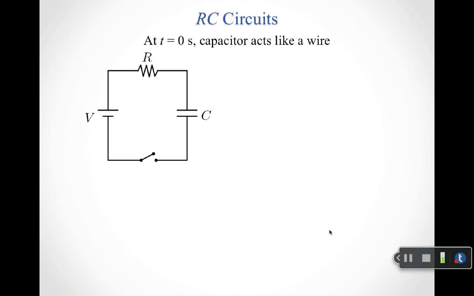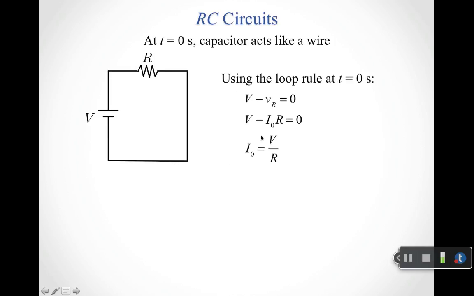Alright, so to deal with that I naught, and just deal with it in terms of the equations, we know that at t equals 0, our capacitor acts like a wire. So if I think about the loop rule here, I close it at t equals 0, and this is basically what my circuit looks like. The capacitor looks like a wire, the switch is now closed, and so my loop rule in this case tells me that I'm going to increase across the battery, I'm going to drop across the resistor, and that's all I've got.